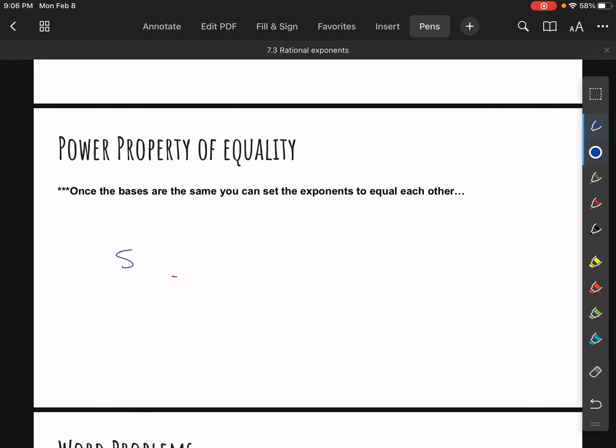So example 5a says we have 5 to the x is equal to 125. Okay, so is there a way that I can write this? I can't really simplify this 5 down any further, right?